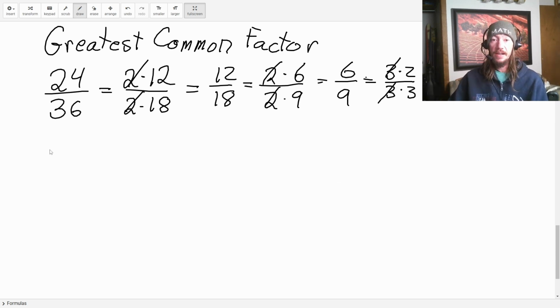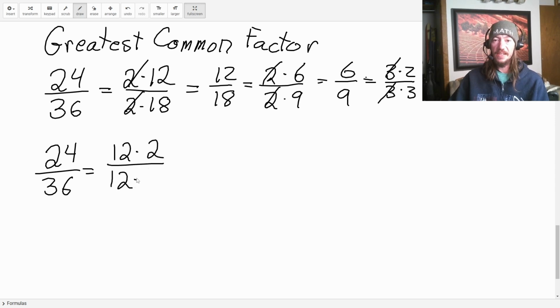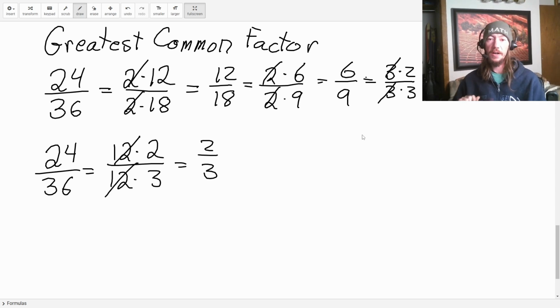Now that's fine, but notice if we were able to recognize at the start that 12 is actually a common factor of both of these. This is 12 times 2. This is 12 times 3. Now we can cancel the 12's and get to our answer just a little bit quicker. So we're looking for the greatest common factor to do the least work. But if we don't find it, it's okay. We just keep doing the steps until we get down to the smallest possible fraction.